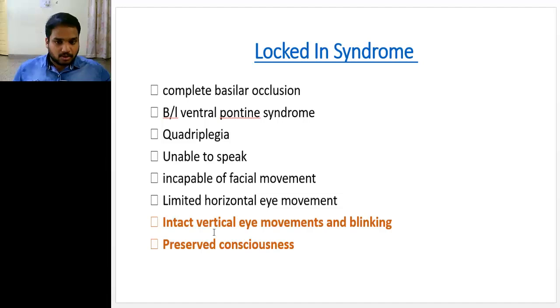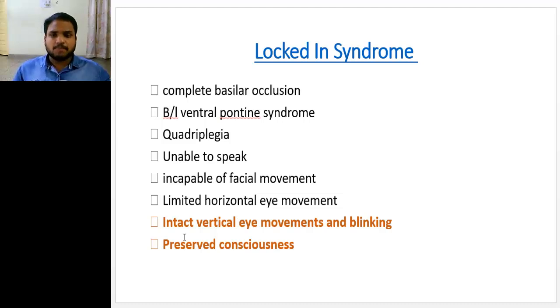So because of that, the patient would be able to communicate only with the vertical eye movements as well as blinking. And very important, remember that these patients have consciousness. They are not in a state of coma. Sometimes inexperienced clinicians, due to error, might conclude the patient to be in coma, right? So this is not a coma. The consciousness is preserved. Why? Because there is no damage to the reticular activating system, right?